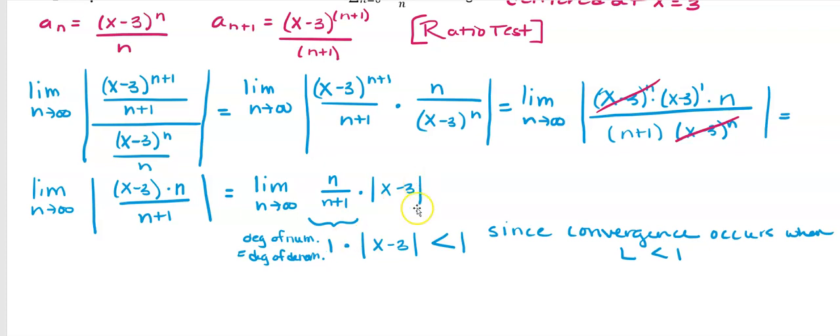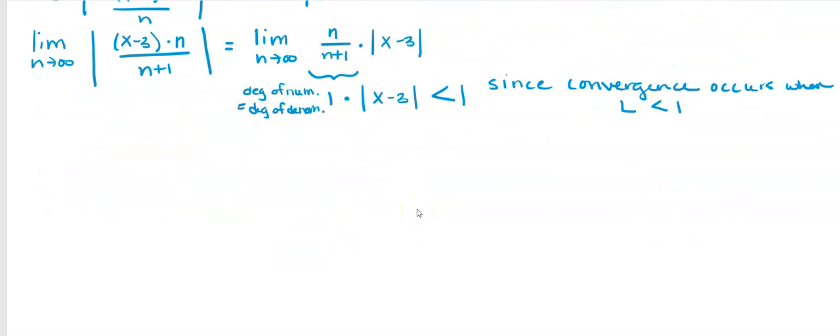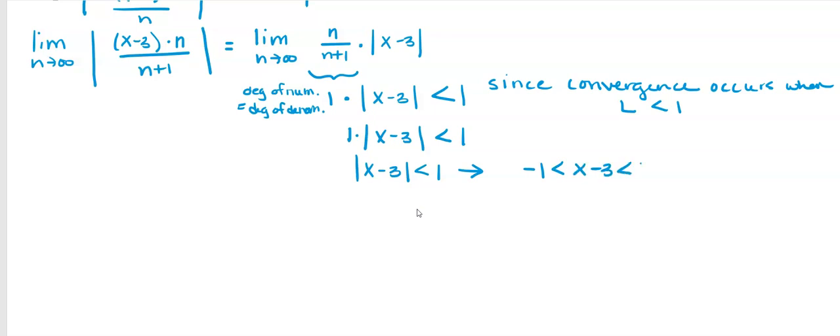And so now we're just going to set up our inequality. We have 1 times the absolute value of x minus 3 is less than 1. I can divide over by that 1 in front of the absolute value, so really I just have the absolute value of x minus 3 is less than 1, which we all know is really negative 1 less than x minus 3 less than 1, to get rid of those absolute value bars. And now we're just going to solve that by adding 3 to both sides. And so we would end up with 2 is less than x is less than 4.